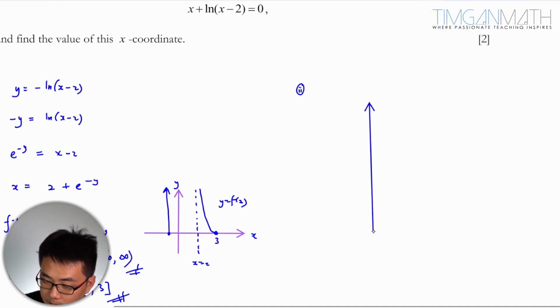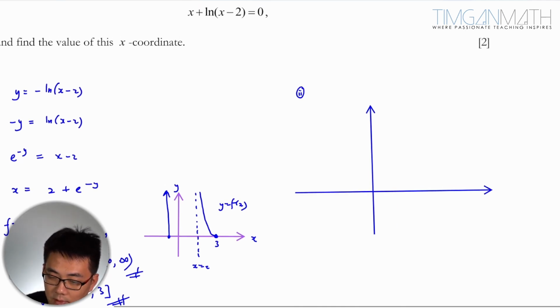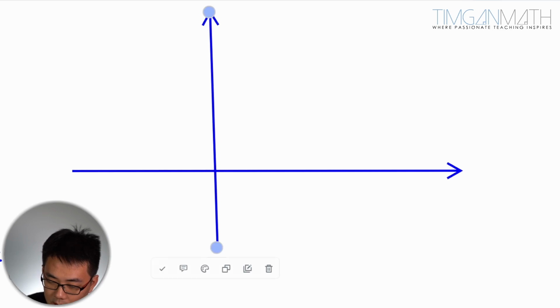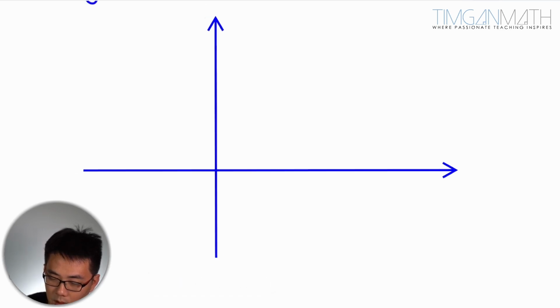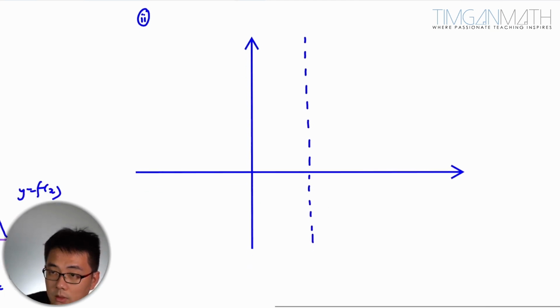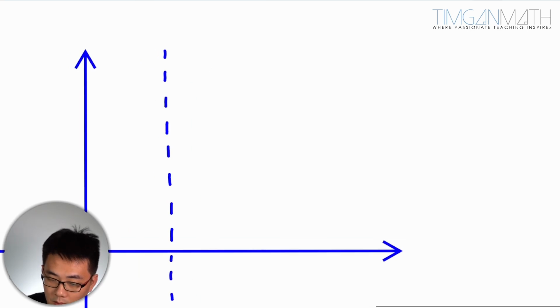So here's like that. Okay, so the ln graph here will be something like that. I'm going to draw the ln graph first. So this is x equals 2. All right, and we're going to have this graph here.